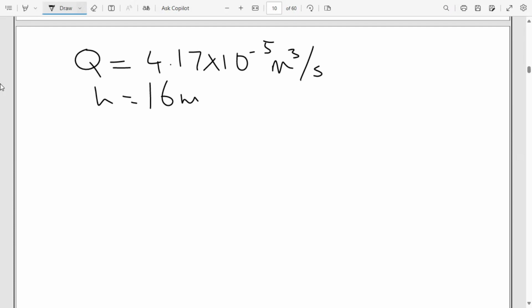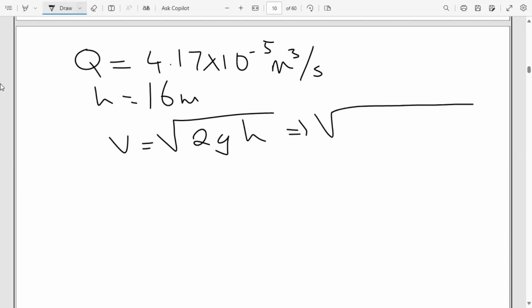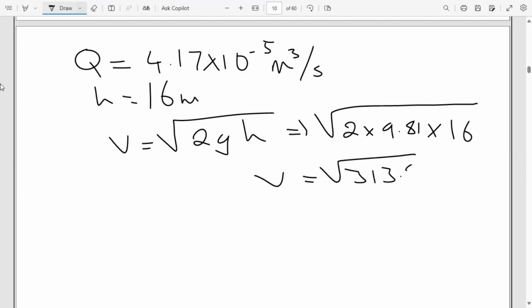We are simply going to use Torricelli's theorem to say velocity will be equal to the root of 2gh. This is equal to the root of 2 multiplied by 9.81 multiplied by the height below the water surface, which is 16. That means our velocity will be equal to the root of 313.92, which is equal to the final answer 17.7 meters per second. So this is the velocity at which the water is going to be leaving the tank.